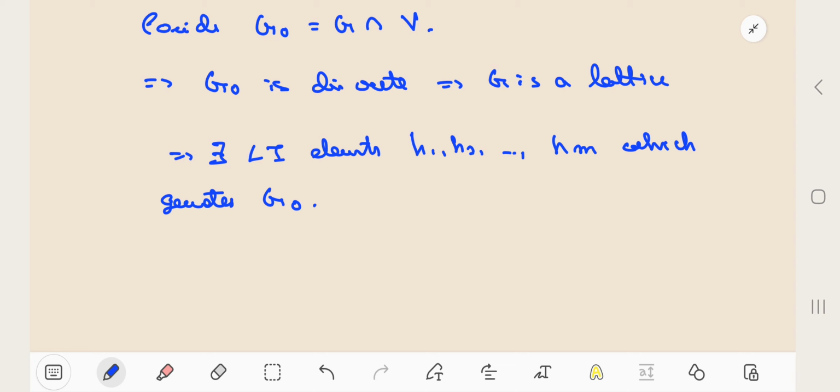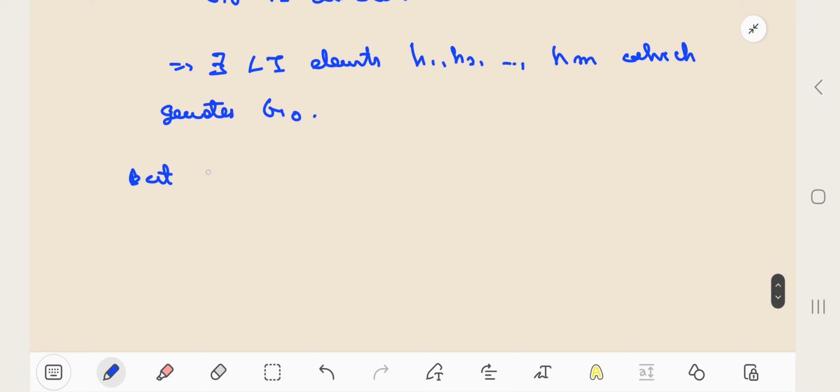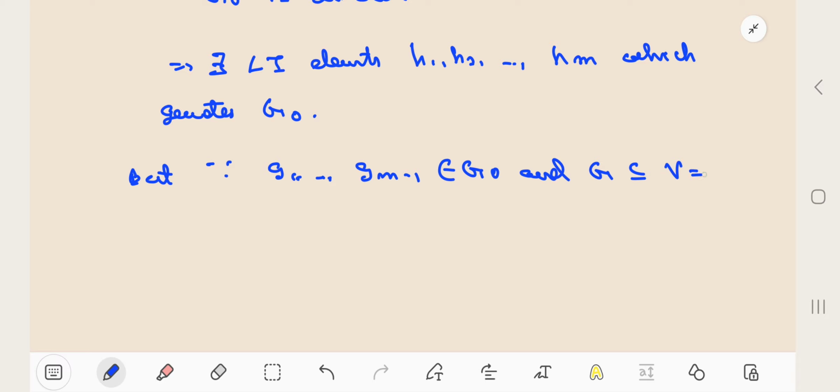We know that a subset of a linearly independent set is still linearly independent, right? But since these elements g1 till gm minus 1 are in g naught, and g is also contained inside v, which is a span of these elements g1 till gm minus 1, what we are observing here is that every element of g is some linear combination of these elements g1 till gm minus 1. Moreover, these elements are linearly independent, so they must constitute a basis, right?